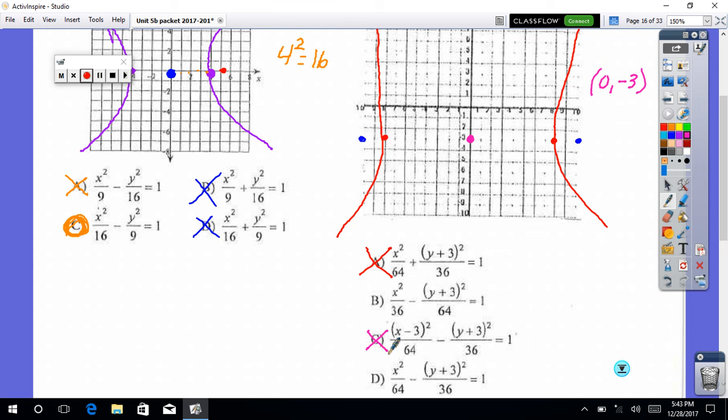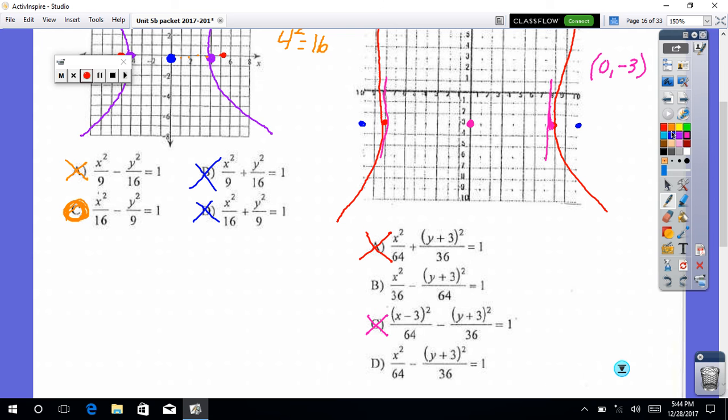So this guy is out. And we just said that the width of our box would be 8. Our box would be over here somewhere, and that width is 8, so 8 squared is 64. So under my x, I'm looking for 64.